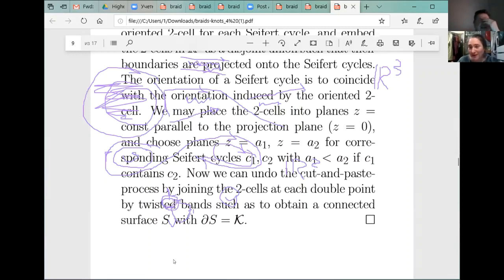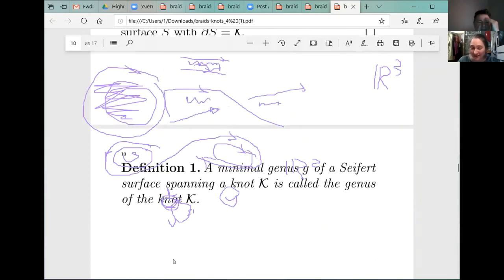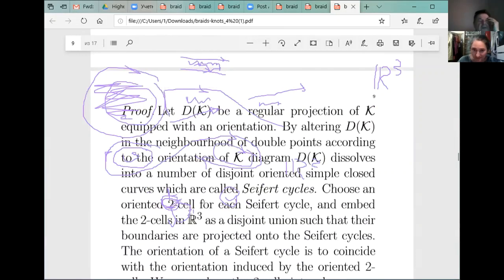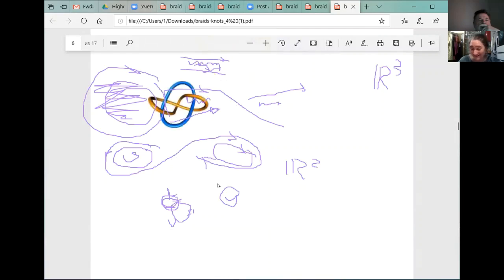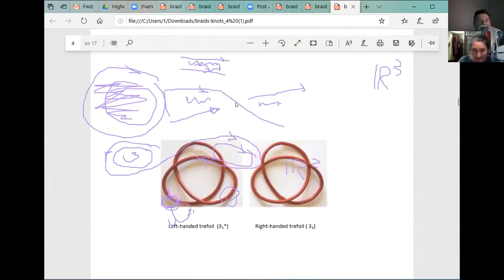Sorry, maybe an example for the trefoil. Yeah. Okay. Yes. So, okay, one. For me. Yeah, no problem. For me also. Okay.